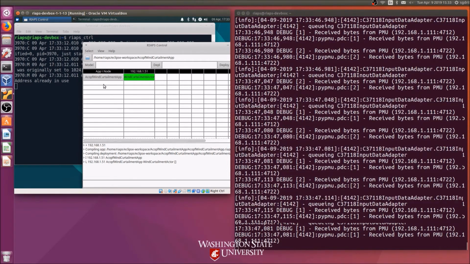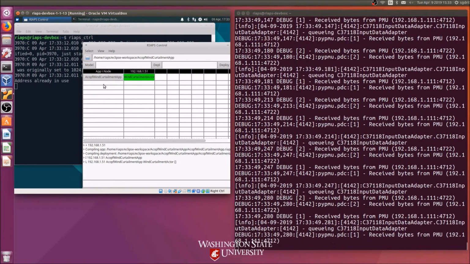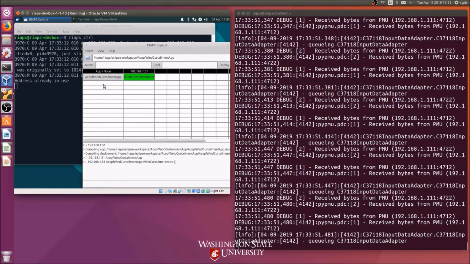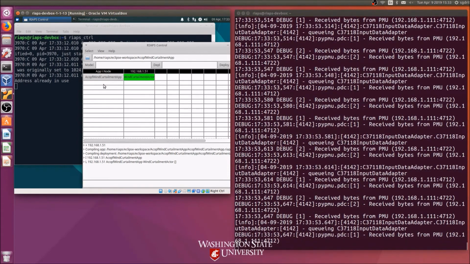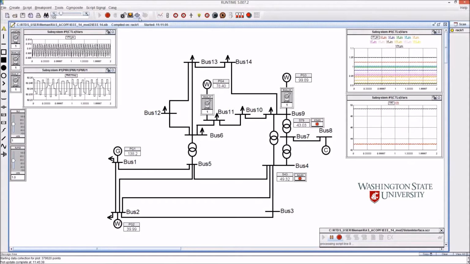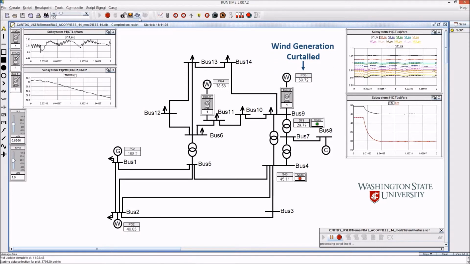Now we can notice that the PMU data adapters start running to parse data packets, as shown on the deployment journal window. Back to RTDS, we can see that the RIAPS application executes the optimal curtailment amount on the wind farm generation.